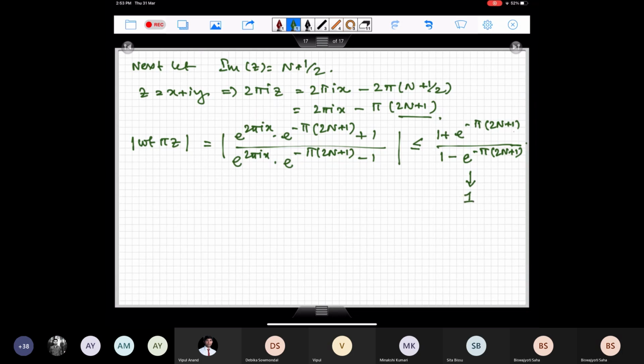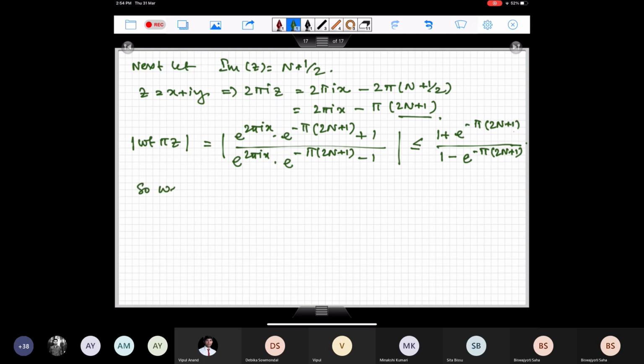So if it goes to 1, then that means that in absolute value I have something which has an upper bound. That sequence is bounded above, it's going to 1. So for all practical purposes, I can say cot pi z on that imaginary axis is going to be bounded above by 1, or you can say bounded above by 2, let's say.